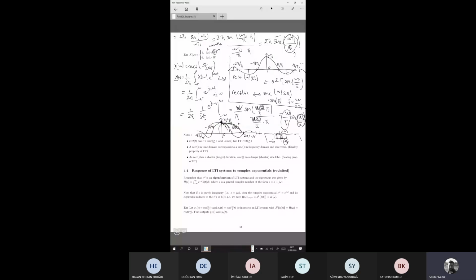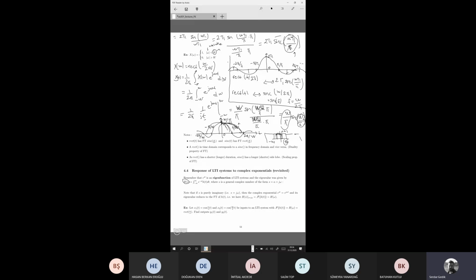Today, as I have mentioned already, we will continue with response of LTI systems to complex exponentials. Well, as you may remember very well, the signal e to the power st is an eigenfunction of an LTI system. So if e to the power st is at the input, at the output you have e to the power st times some eigenvalue, and this eigenvalue is nothing but this H of s here, the integral from minus infinity to plus infinity of e to the power minus st h of t dt.